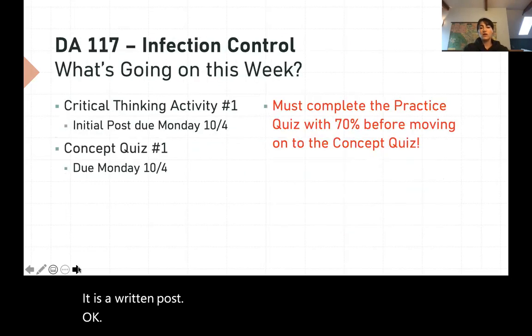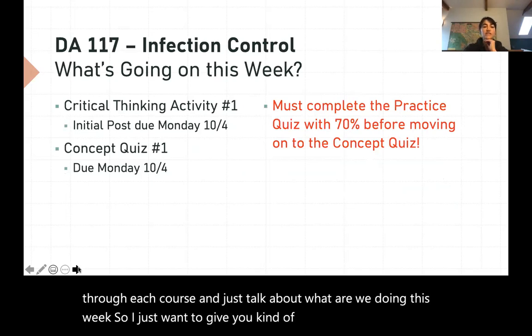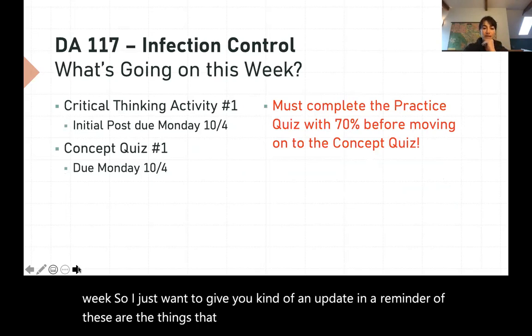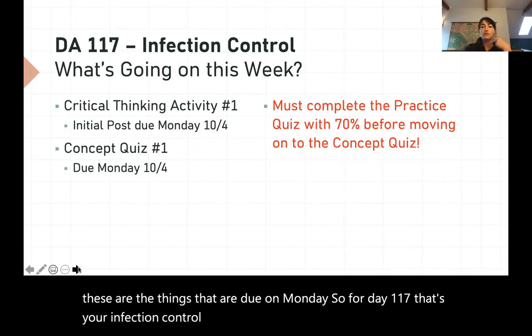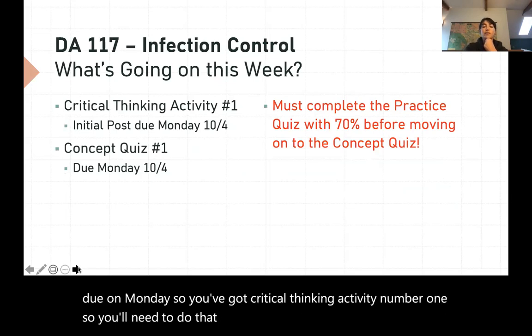Okay. So now what I'm going to do is go through each course and talk about what we are doing this week. I just want to give you an update and a reminder of the things that are due on Monday. So for DA 117, that's your infection control course, you've got two things that will be due on Monday. You've got critical thinking activity number 1. You'll need to do that initial post by this coming Monday at 11:30 p.m.